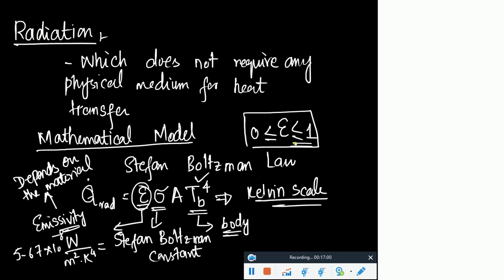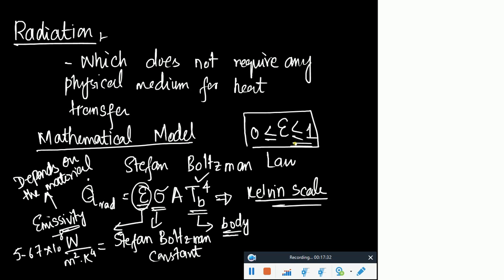So that ideal body is known as the black body, which has emissivity equal to 1. And if you say that it is 0.1, it is just showing you a comparison between the emissivity properties of two bodies. You can take one body as the standard one, which is the black body, and you just compare the other property in comparison to it. Any question?